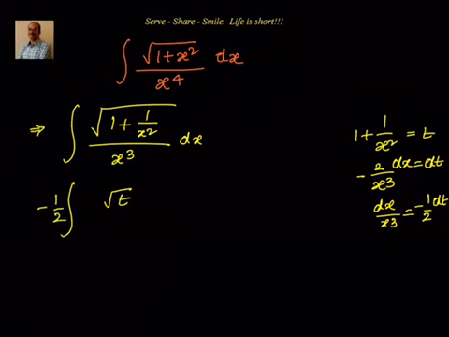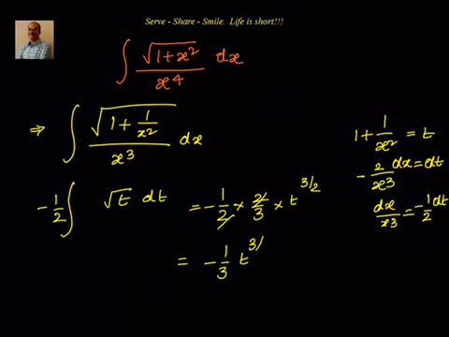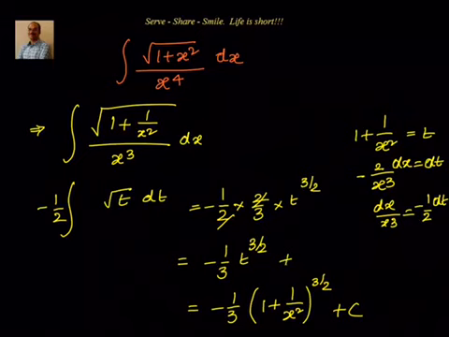Can I write down minus 1 by 2 dt? Now this equals minus 1 by 2 times the integral of t power 1 by 2, which is 2 by 3 t power 3 by 2. 2 cancels, you get minus 1 by 3 t power 3 by 2. But what is our t? That is minus 1 by 3 times 1 plus 1 by x square whole to the power of 3 by 2 plus c. So that's how we can solve this problem.